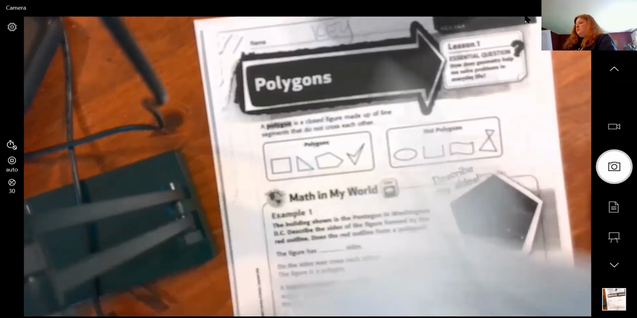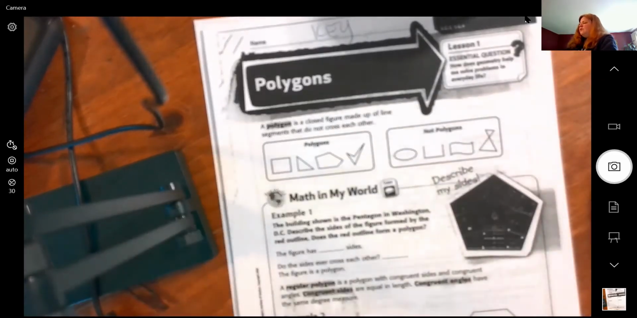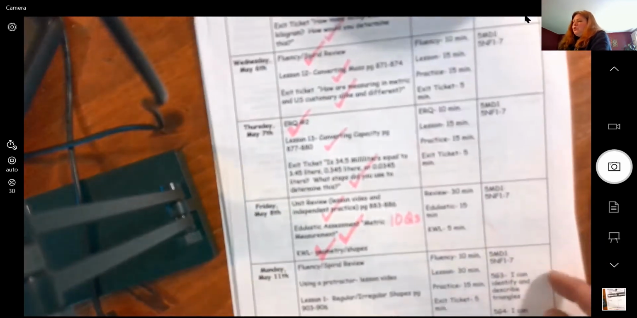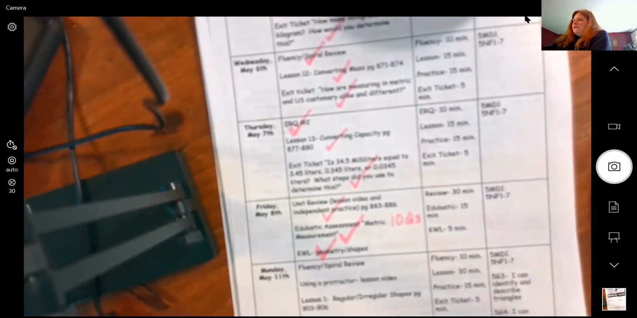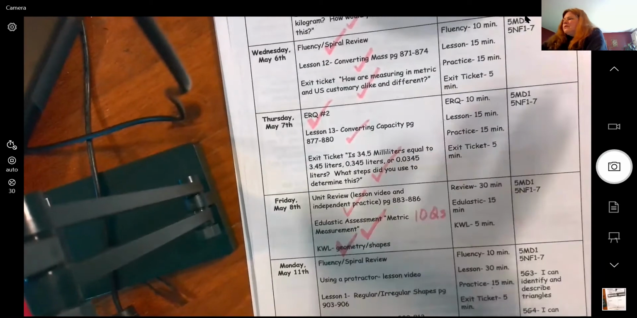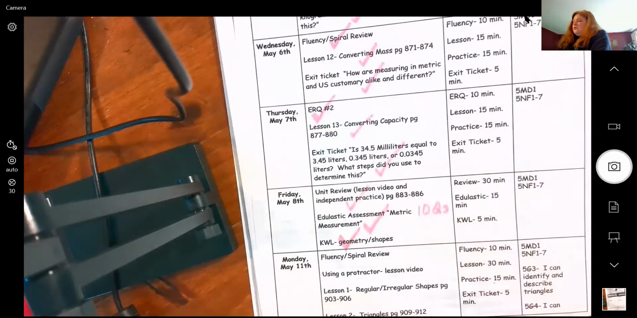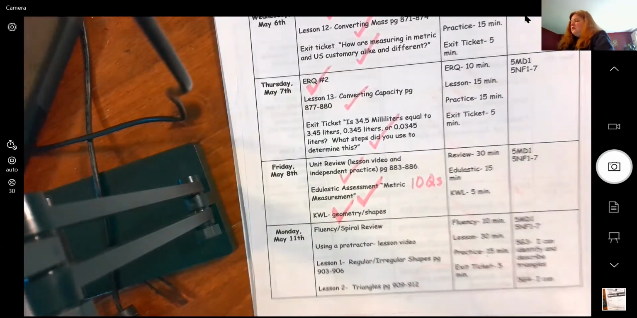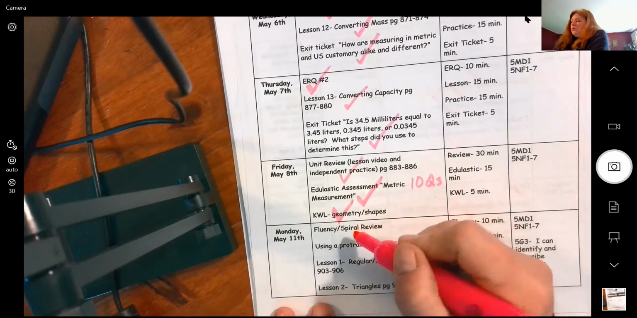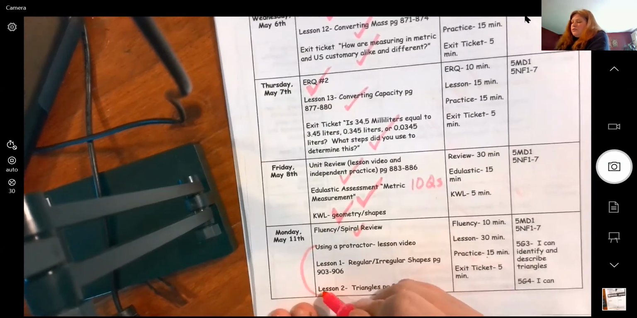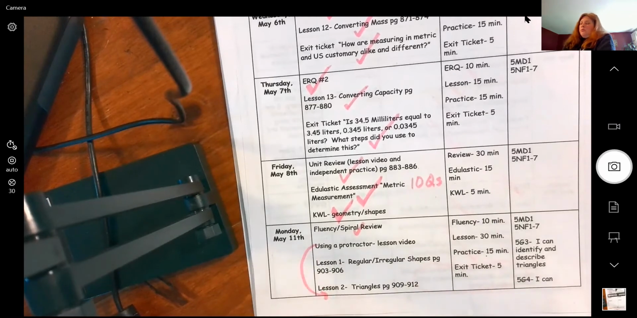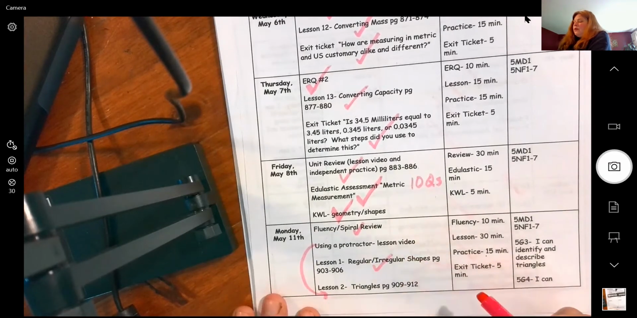All right, so I'm assuming you got all your materials ready to go, and we're going to go through our checklist like we do every time. This helps us get focused and know what we're working on. So we're going to start with a fluency practice. We're actually going to work on the protractor before our lesson 2, because that's when we're going to need our protractor. We'll probably do 2 different lesson videos for today. We're going to talk about regular and irregular shapes. And then we're going to work on our protractor, and then we're going to do our triangles.